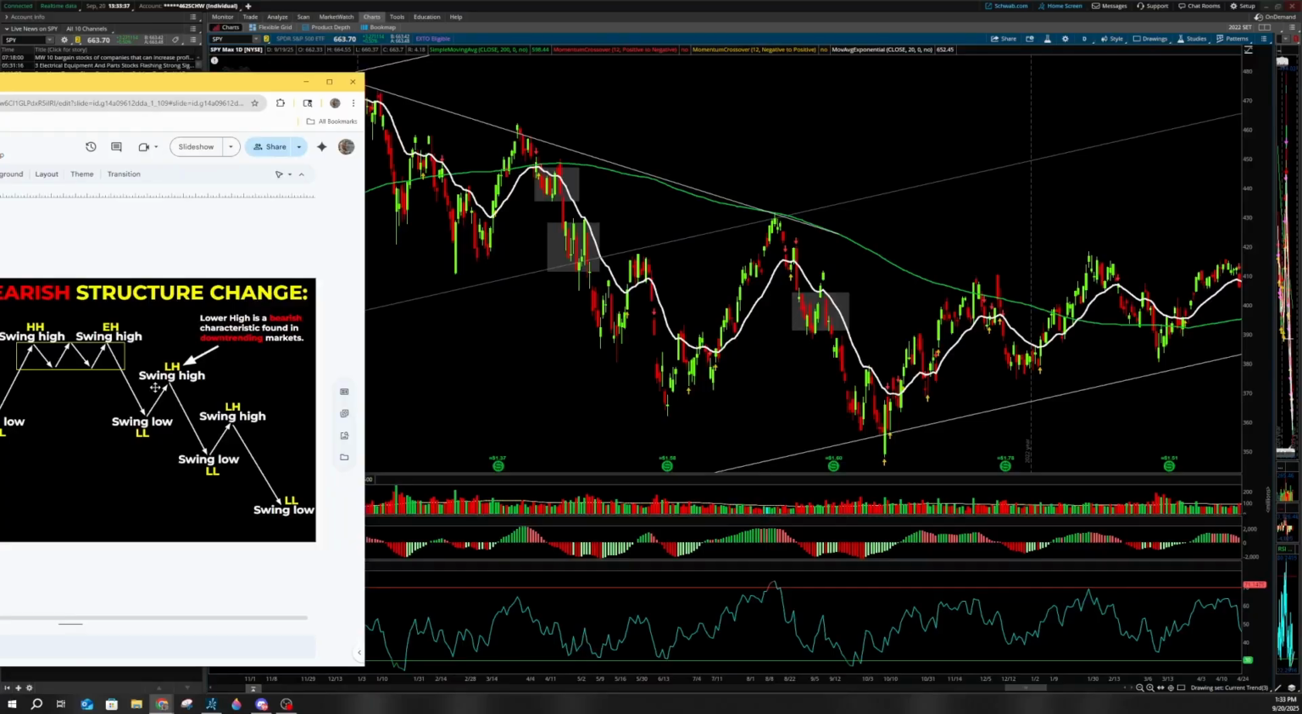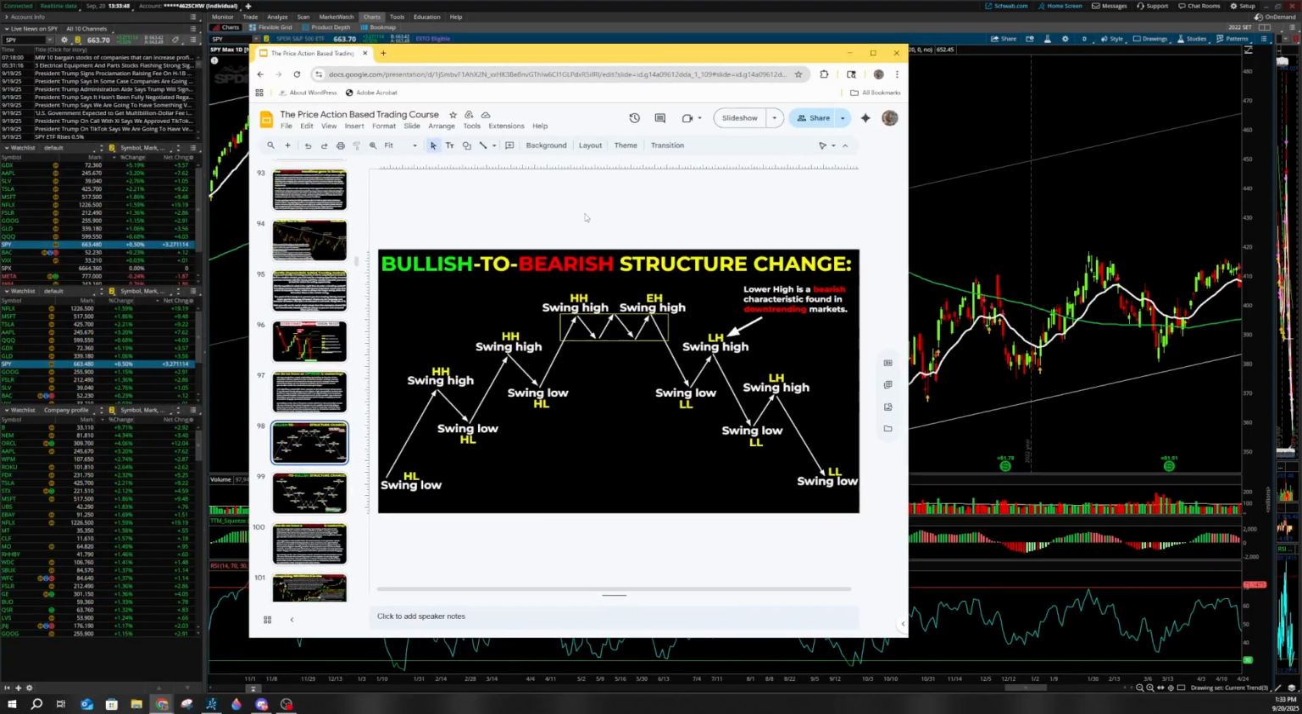You got the lower highs, lower lows, lower highs, lower lows, lower highs. This happens only in downtrending markets. You never see that structure happening in an uptrending market. So it's very crucial. This is what basically changes the dynamics of the trend, changes the math behind the algo trading of the markets.